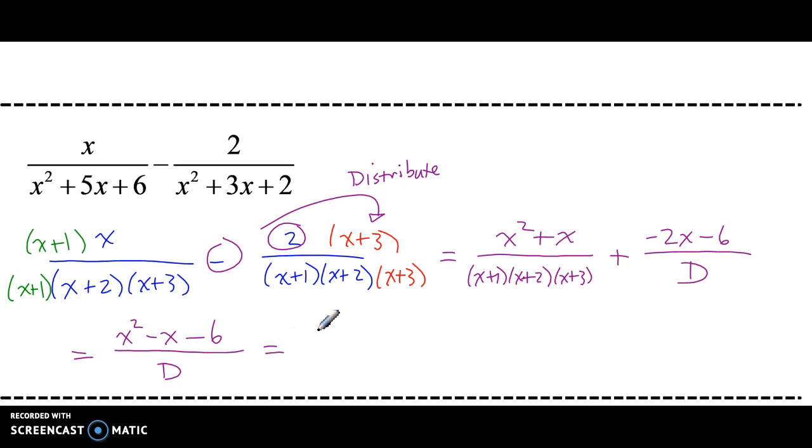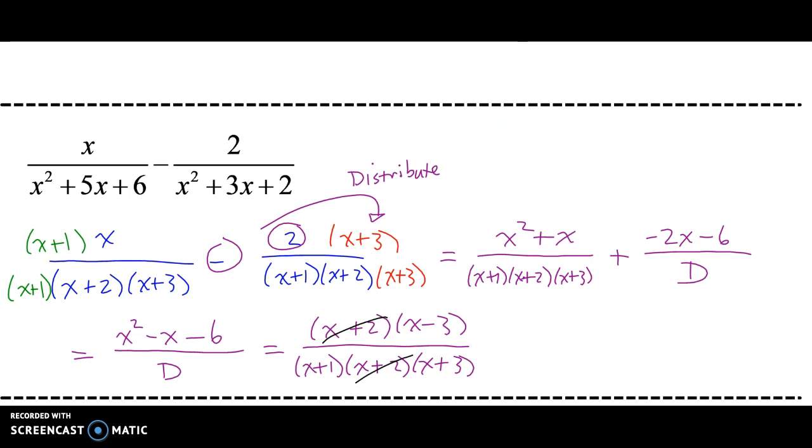Don't forget when you're all done that you need to factor and reduce. This factors into x plus 2 times x minus 3. And here's where you probably ought to actually write out that denominator again, so that you can do your cancellation. The x plus 2 cancels the x plus 2, and we're left with a numerator of x minus 3 and a denominator of x plus 1 times x plus 3.